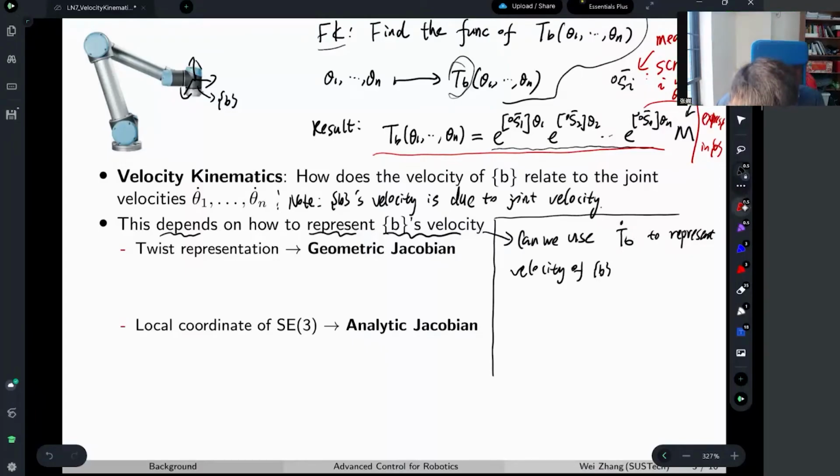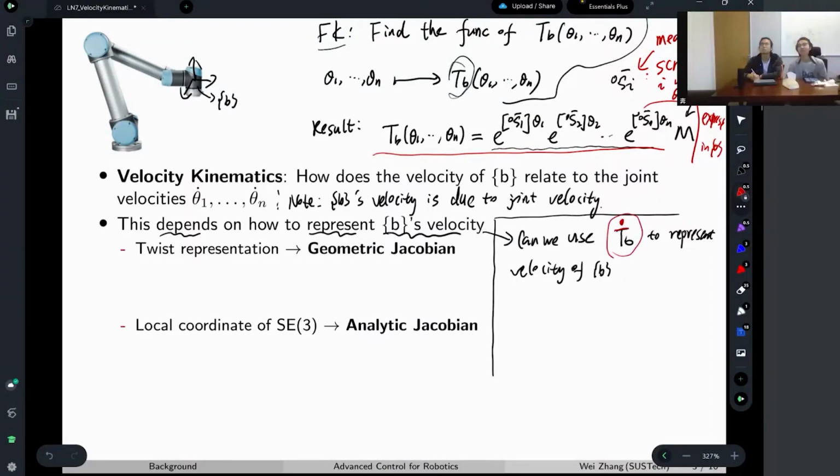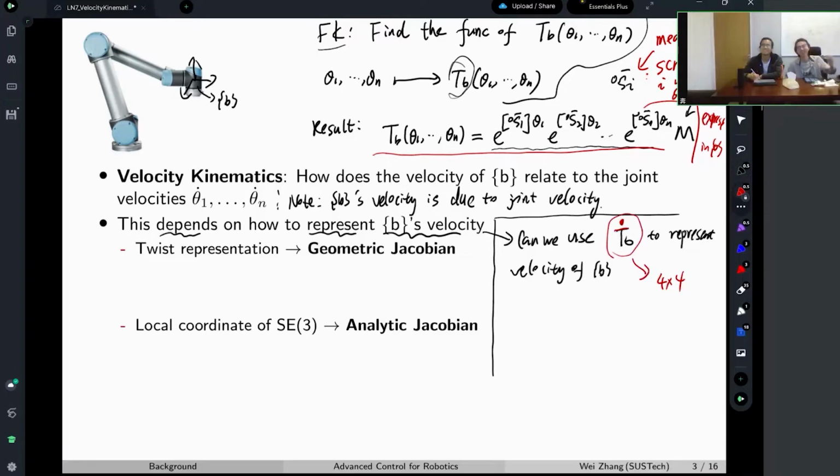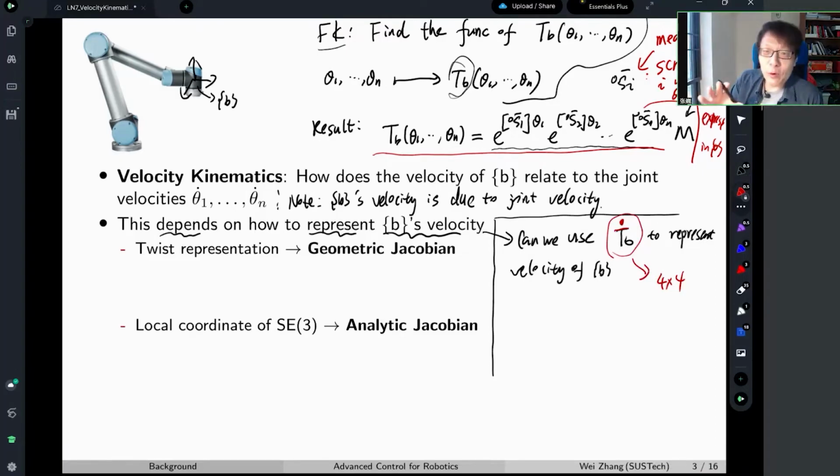Ruben, do you think that's a good idea? Yeah? Oh, no, sorry, no. This is a 4x4 matrix. If you take the derivative, this matrix has special structure, so it's not good for representing the velocity. We know the frame B has 6 degrees of freedom: x, y, z, and maybe roll, pitch, yaw. That's 6-dimensional freedom, and its velocity is also 6-dimensional.